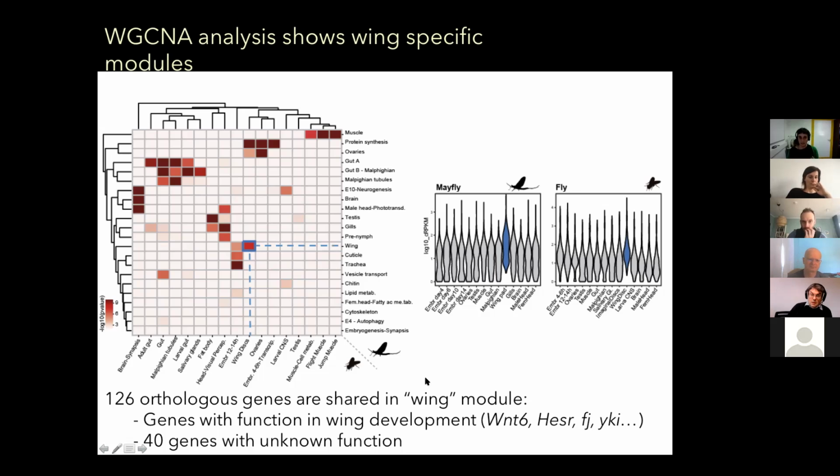And when we looked a bit at the type of genes that were located in these modules, we saw that they were genes that already had a described function in wing development, like Wingless, Hth, Fng, Jointed, Yorkie, etc. But we also found a bunch of genes that had an unknown function.